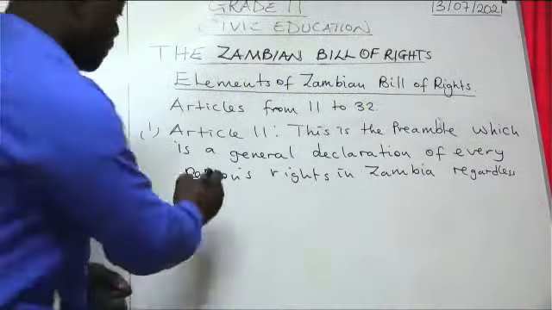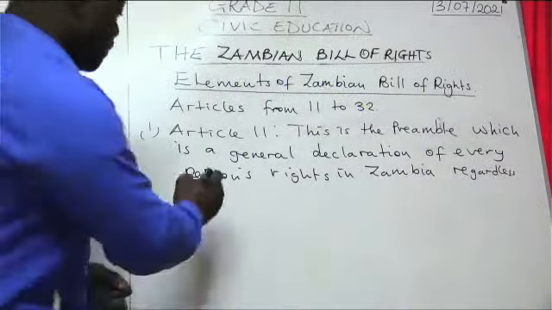Then we have looked at the elements that make up the Zambian Bill of Rights. Article number 11 that we looked at talks about the preamble. Then article number 12 looks at the protection of the right to life. Article number 13 looks at the protection of the right to personal property. Article number 14 looks at the protection from slavery and forced labor. Then article number 15 looks at the protection from inhuman treatment.